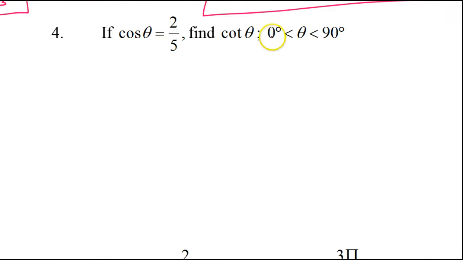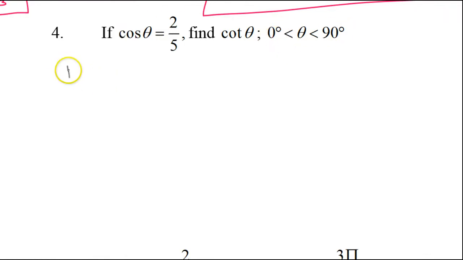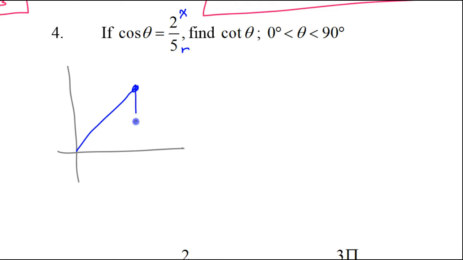Number 4, this time we're between 0 and 90. That is the first quadrant as we draw our picture. All right, cosine is x over r. So this x goes right here, and the radius is 5. To find the cotangent, we're going to need this y value. So we will use the Pythagorean theorem.